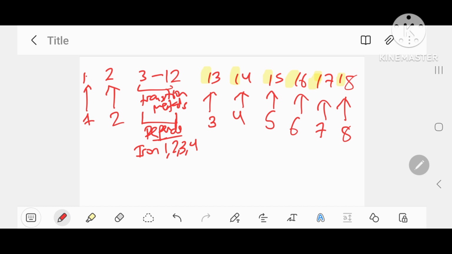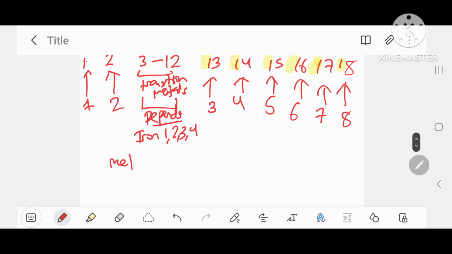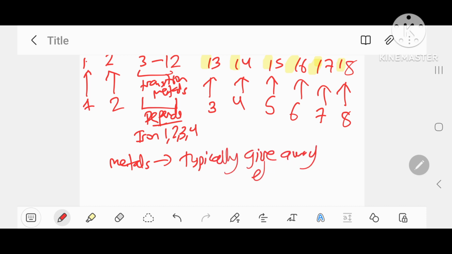Now for valence, so metals, the periodic table is made of metals and non-metals. And metals, typically, they like to give away electrons.